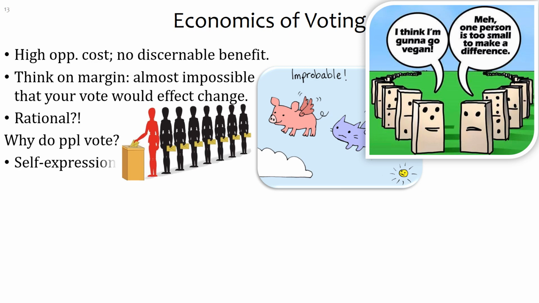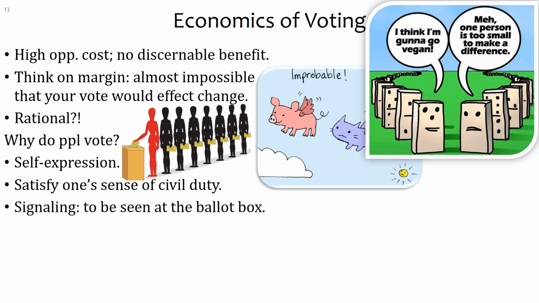So why do people vote? One of them is self-expression, that you have an opinion and you want to express that, right? So there is a satisfaction there. There is also the idea of civic duty, right? So there is a social norm for a good citizen. What is a good citizen? A good citizen would vote, right? And there's signaling, to be seen at the ballot box, right? That's a strong incentive for voting. It's pretty much showing off in a way, right?